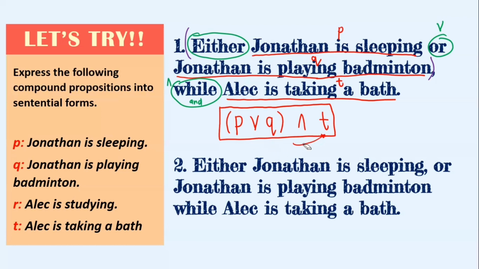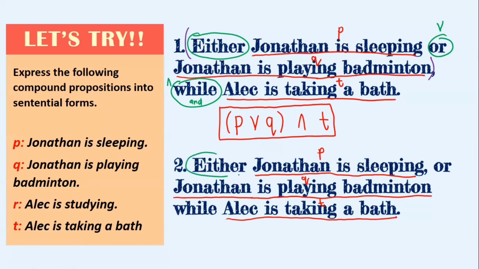So next, number 2, either Jonathan is sleeping. So Jonathan is sleeping, ganun din, ito yung P natin. Jonathan is playing badminton, ito naman yung Q. Alec is taking a bath, ito naman yung ating T. And may ginamit din tayo, actually same po yung ating statement. Kaso ang pinagkaiba niyan, yung comma nito ay ito. Either Jonathan is sleeping, comma.